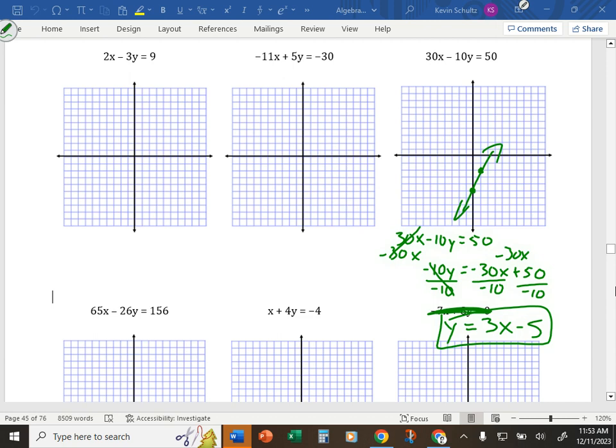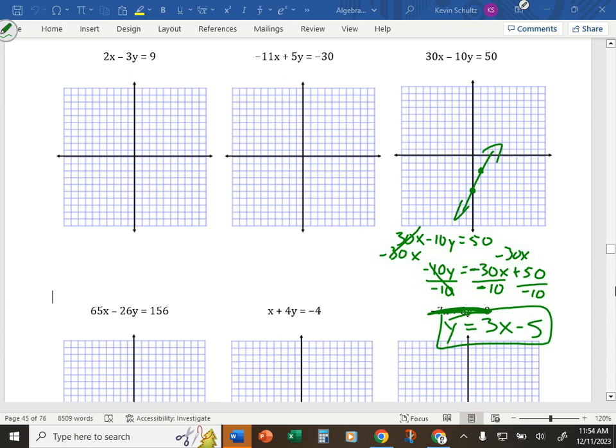Questions on that one? Yes. If you add a negative 30x to both sides, don't you end up with negative 30 divided by negative 10? Yes. Which is what this is right here. Maybe my sign isn't very big. But yeah, negative 30 divided by negative 10. Yep. Okay, I'm with you. Anything else?